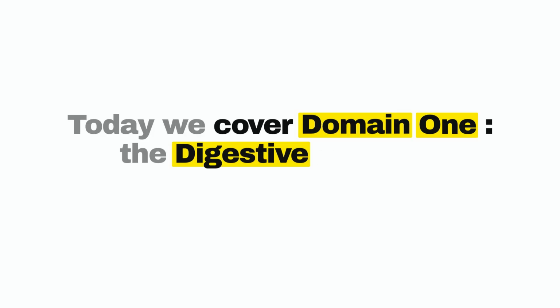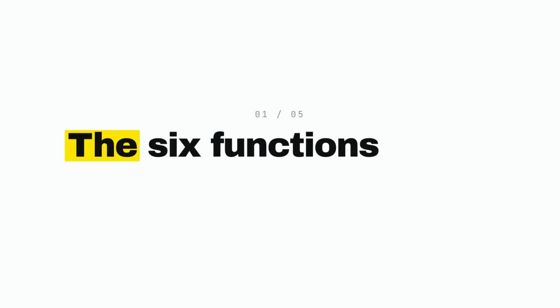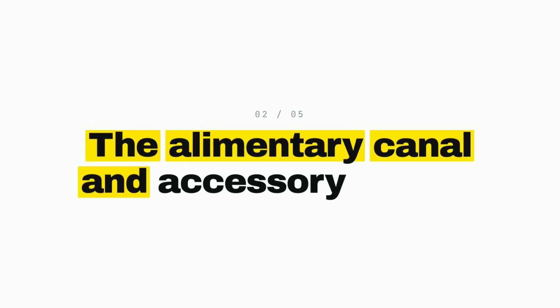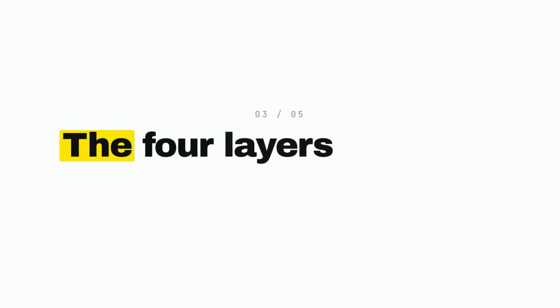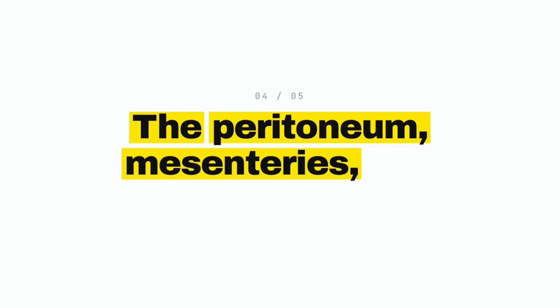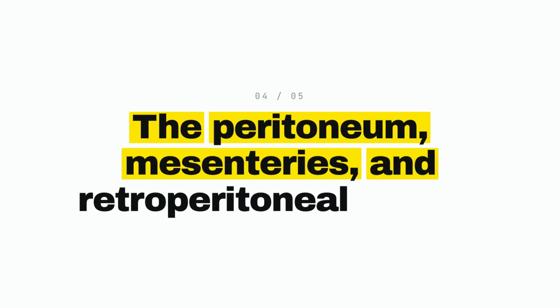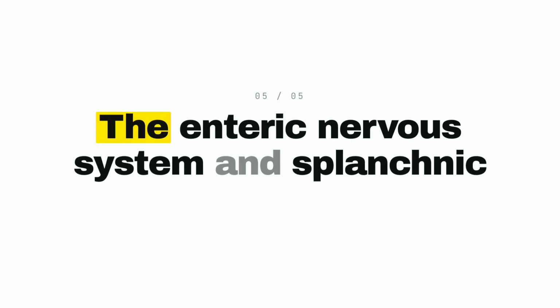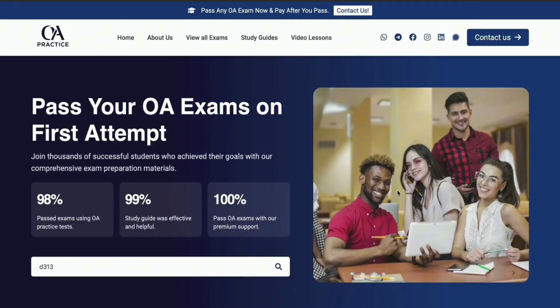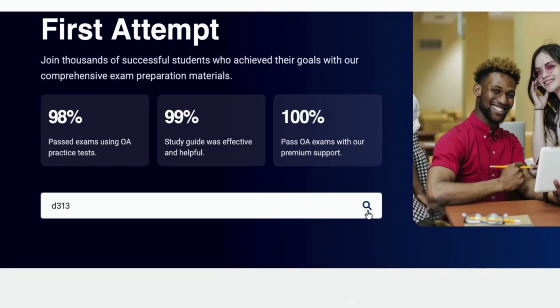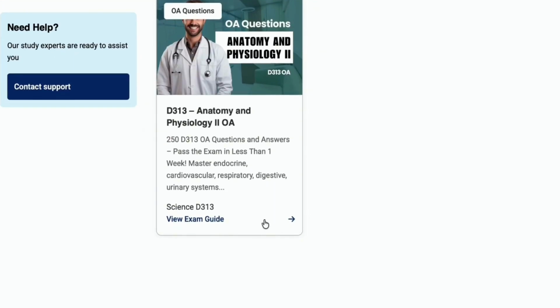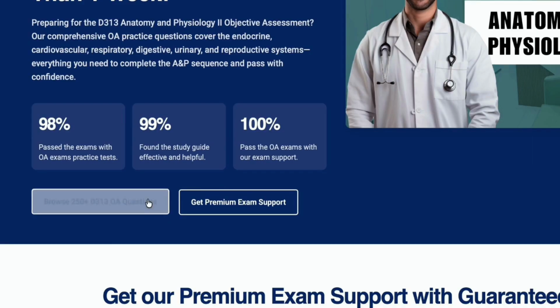Today we cover Domain 1, the digestive system, including the 6 functions of the digestive system, the alimentary canal and accessory organs, the 4 layers of the GI tract wall, the peritoneum, mesenteries, and retroperitoneal organs, the enteric nervous system, and splanchnic circulation.